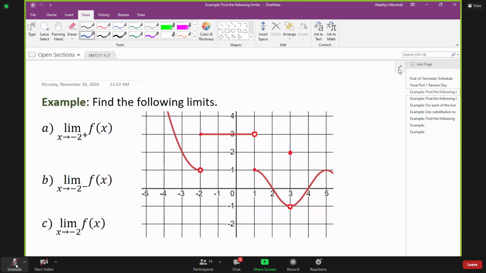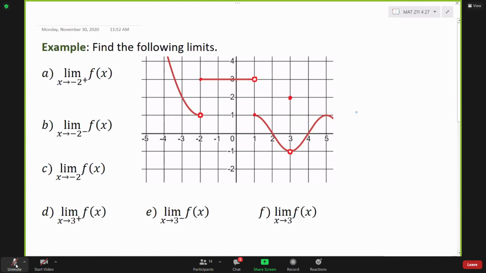Okay, so here is a graph with 6 limits that we're going to find.